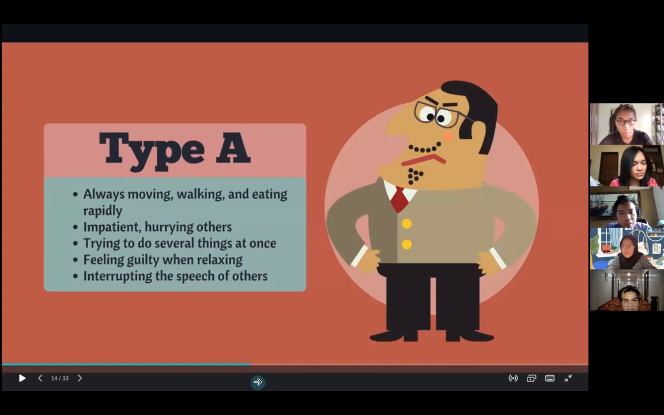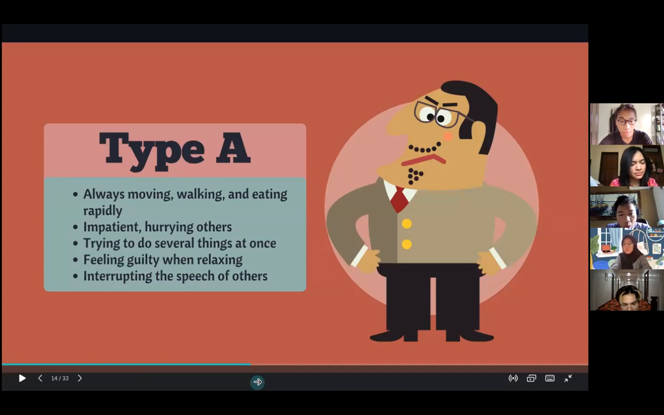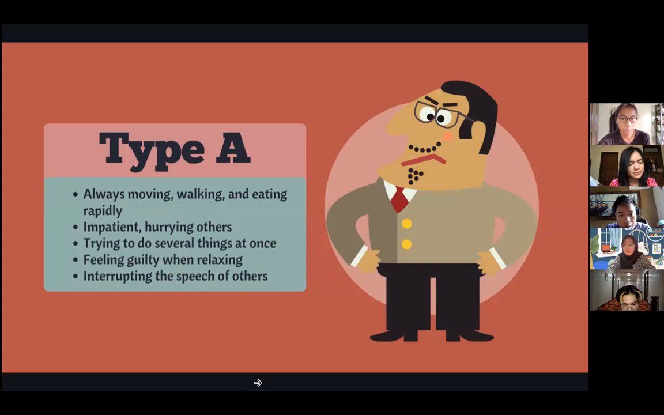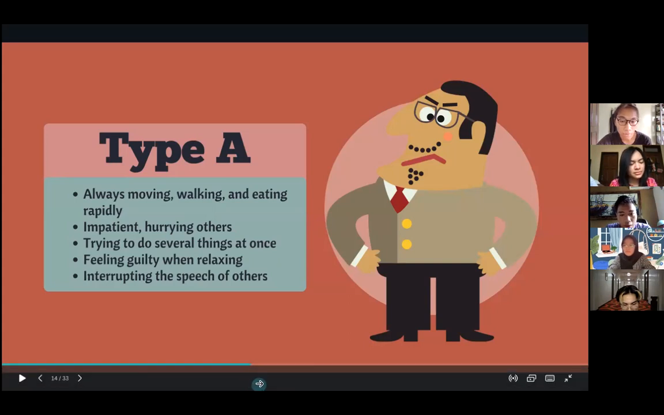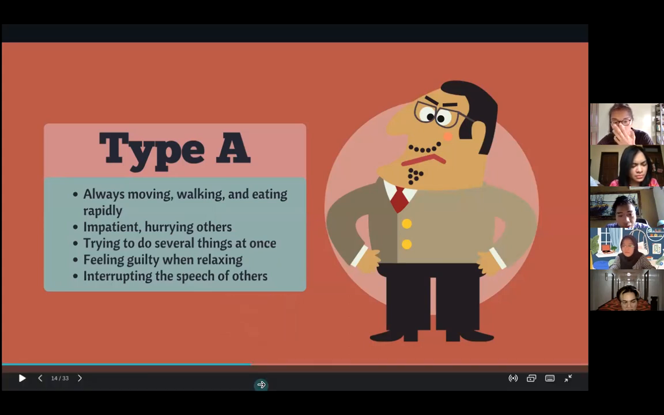Now, this is the type A personality, which is a person that is oriented toward extreme achievement, impatience, and sometimes perfectionism. The characteristics are always moving, walking, and eating rapidly, acting impatient, hurrying others, and being unable to put up with delay or waiting. Next is doing or trying to do several things at once, feeling guilty when relaxing, and finishing or interrupting the speech of others. Next.